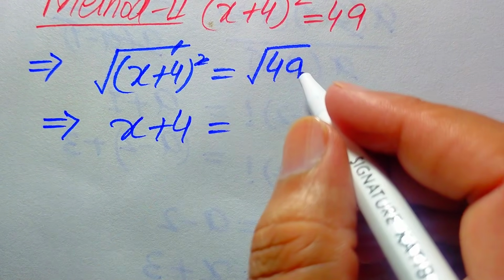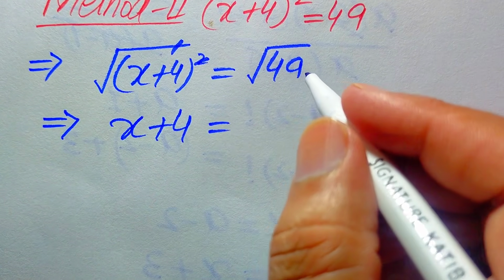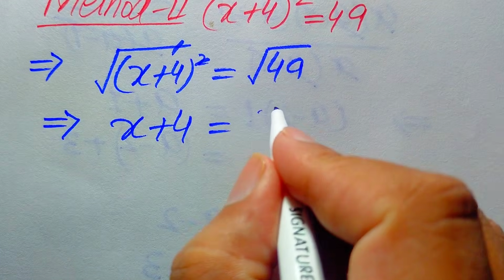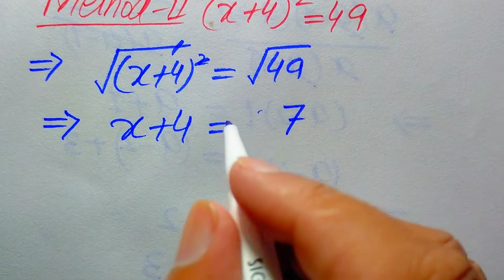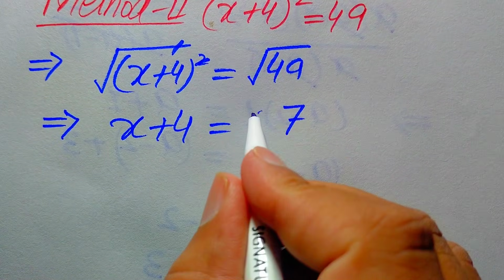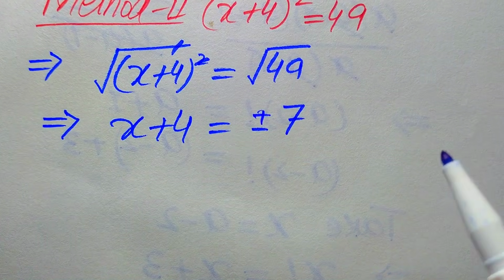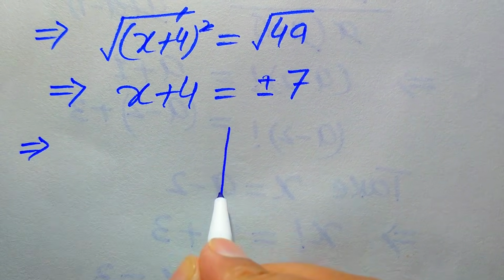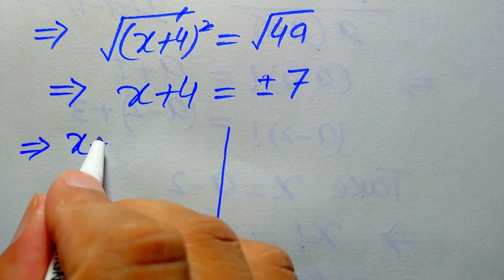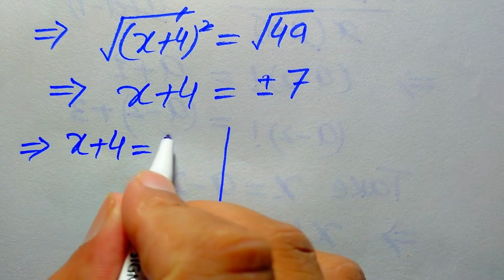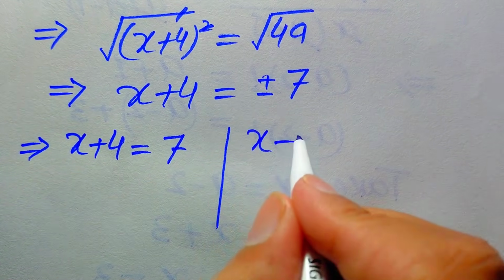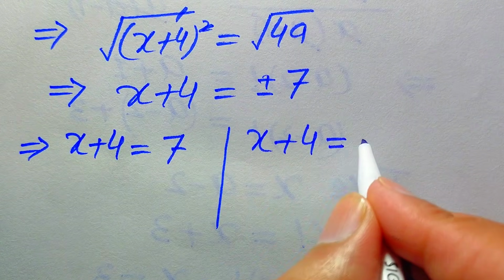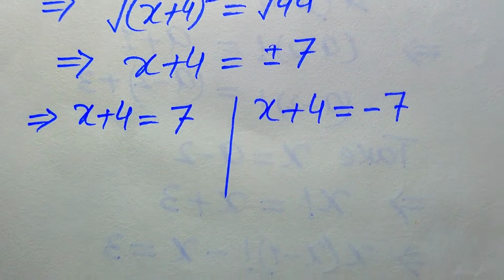Then in the right hand side we have the square root of 49. We know that the square root of 49 becomes 7. Further, you see that we apply square root on both of the sides, so we write a plus minus sign on any one of the sides. And now we divide this into two cases. The first case is x plus 4 equals positive 7. The second case is x plus 4 equals negative 7.